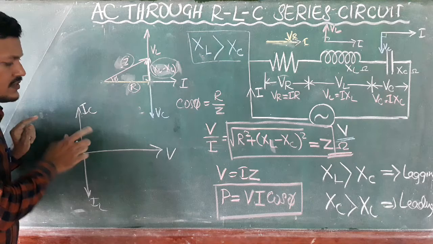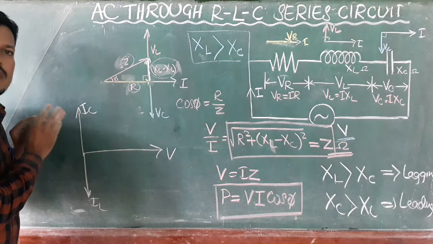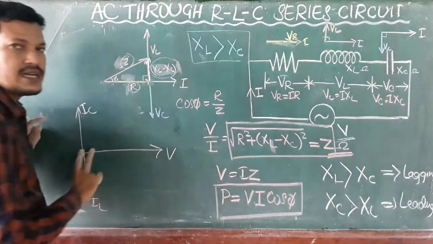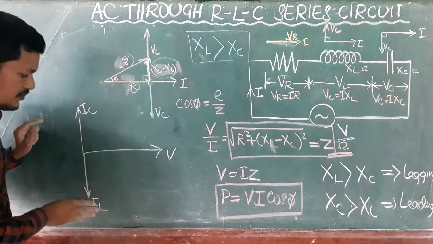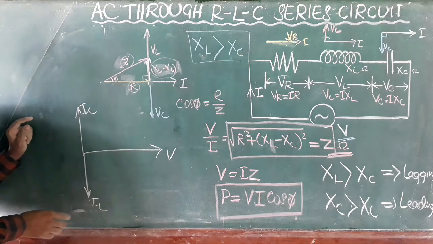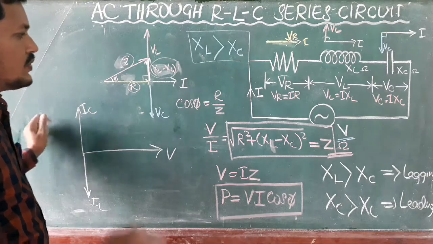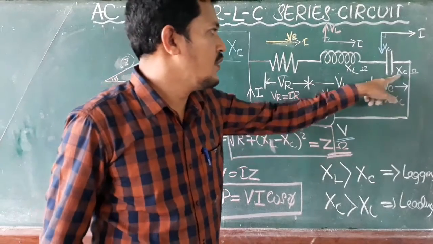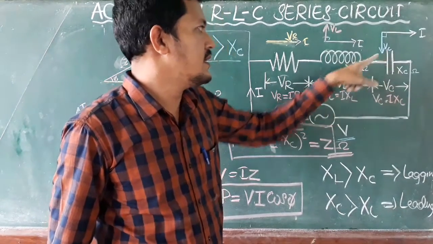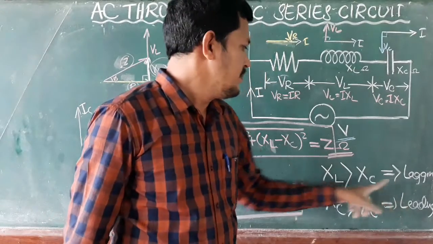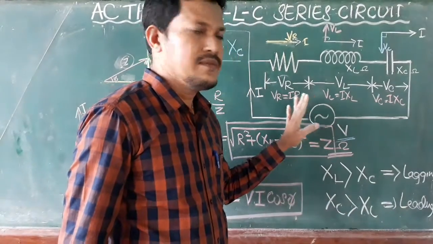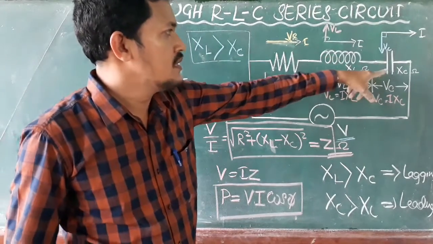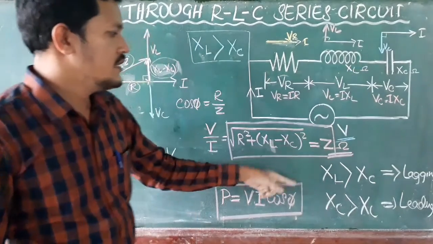So if IC is larger, it shows leading. Here the same current flows, since in a series circuit the currents are the same, but the magnitude may change with its XL value and XC value. So it is swinging between lagging and leading because of the values of XL and XC. XC greater than XL means leading, XL greater than XC means lagging. It behaves as a lagging circuit when the inductor is more, and a leading circuit when the capacitance is more. Just remember these two points also.